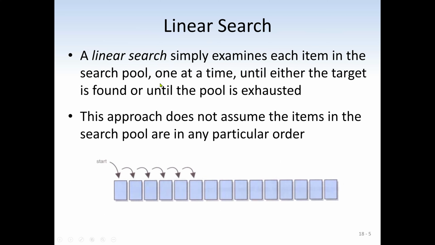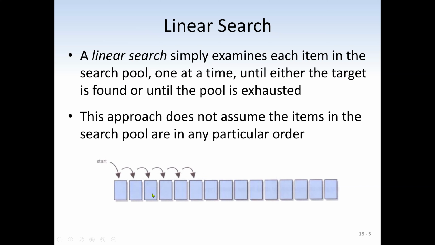Here we say the linear search simply examines each item in the search pool one at a time until either the target is found or until the pool is exhausted. So in linear search, we always start from the beginning and we compare the search key with the first item in the list or an array. In the diagram here, we start from the first item. So we compare the search key with the first item. If it's not the same, then we move to the second item. If it's not the same, then we move to the third item, etc.